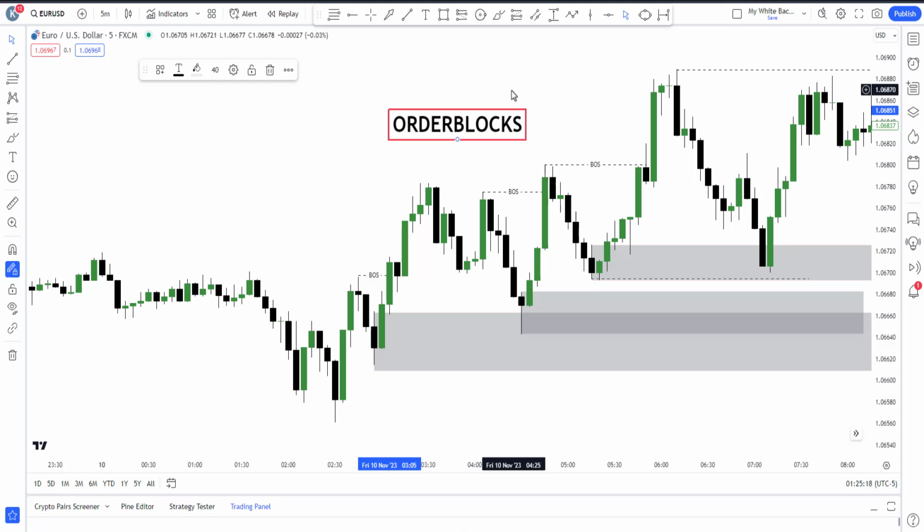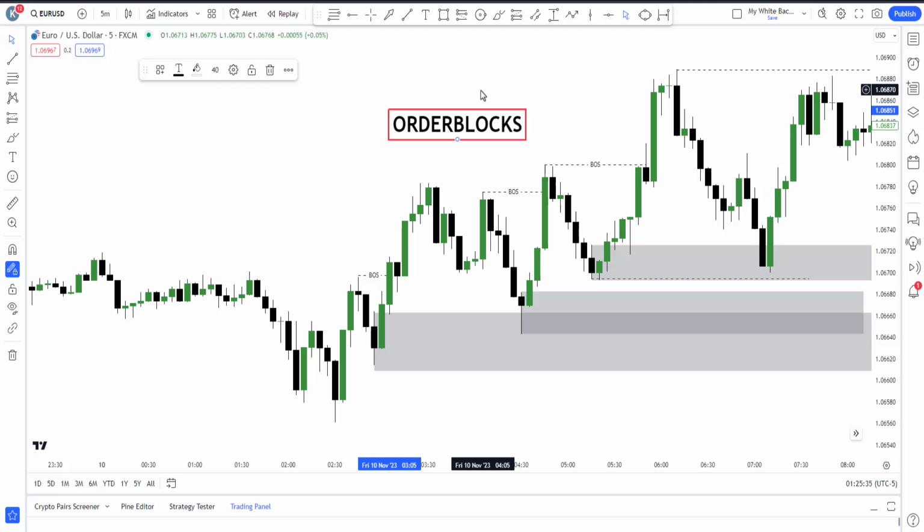In today's video I will be explaining what an order block is. If you have been trading the smart money concept, you might have heard about order blocks. You probably have even taken a trade with an order block. It is one of the most popular institutional reference points. But what exactly is an order block in this sense?